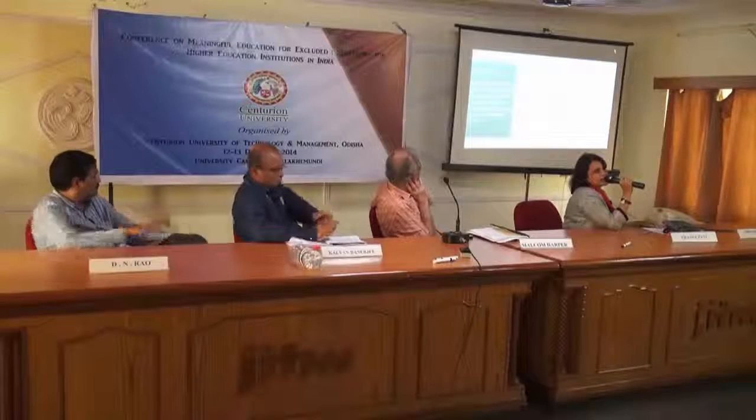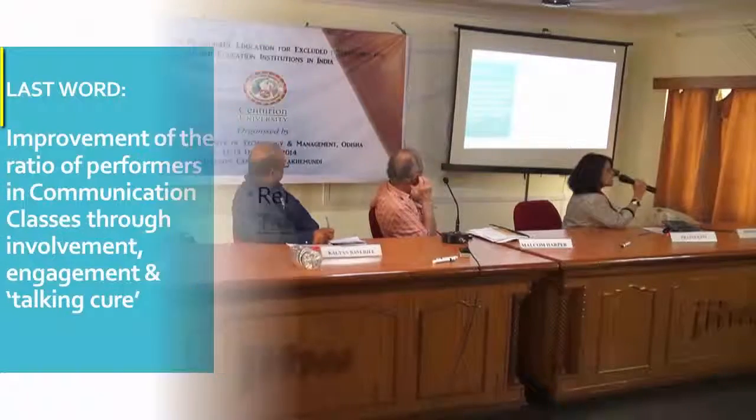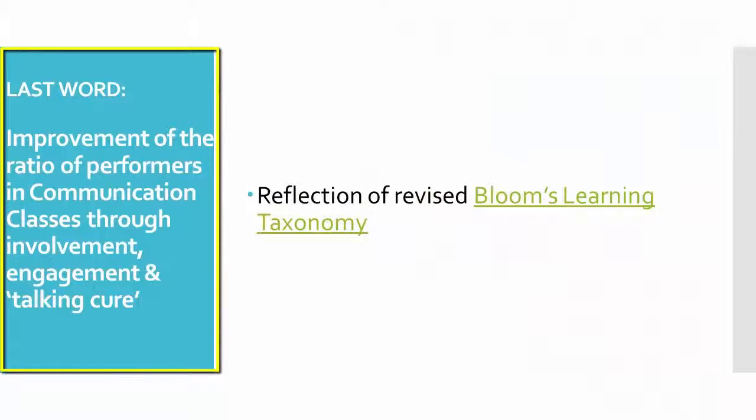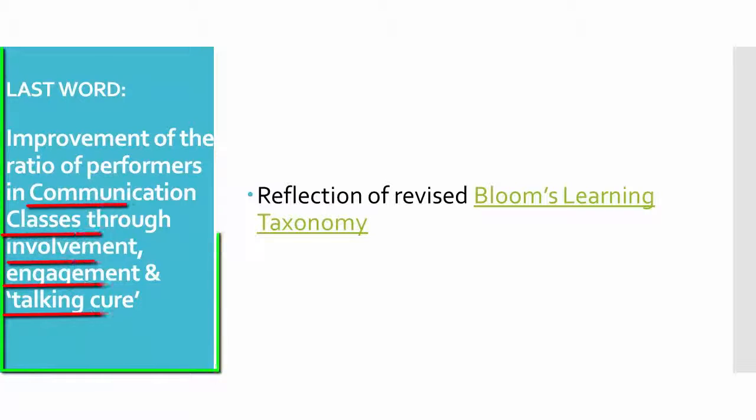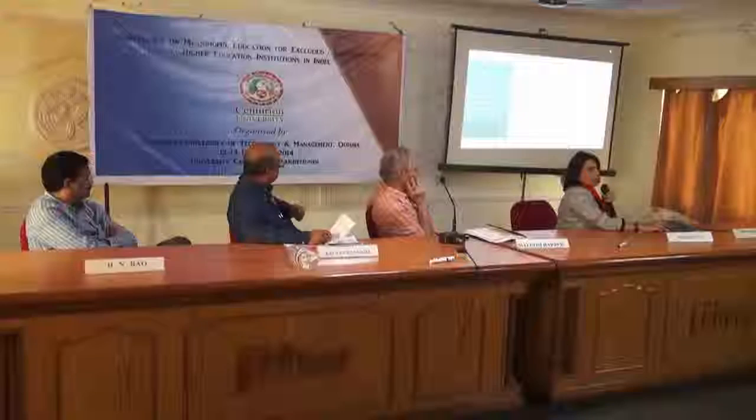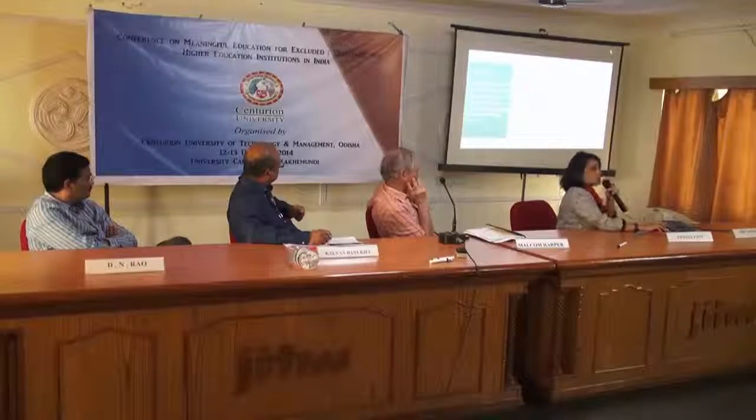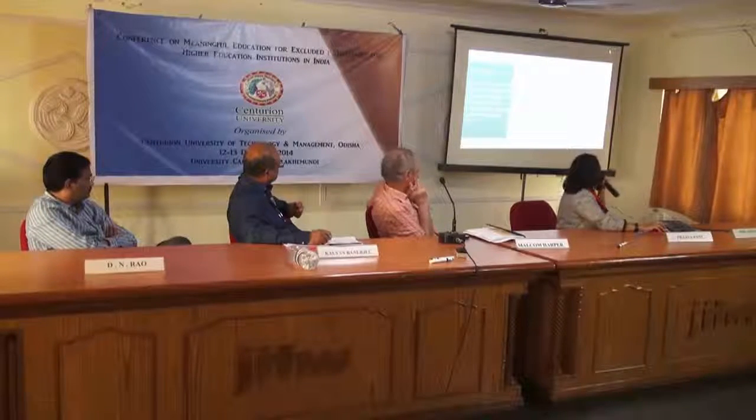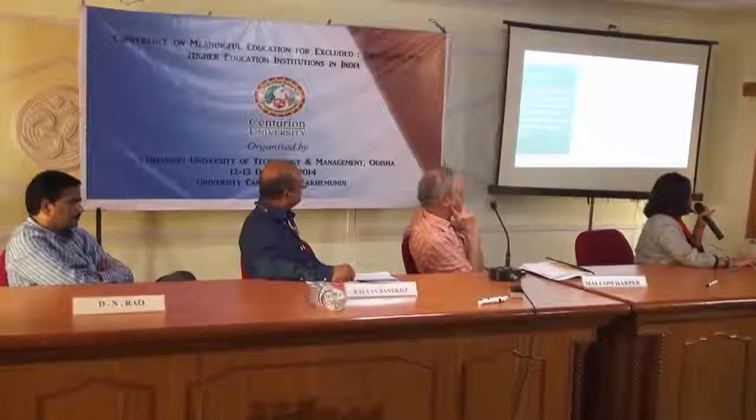Now, I expect a question which I have already mentioned. How can we improve the ratio of performers in English and communication classes? So the answer is only one: constant interaction through involvement, through engagement, or what we call the talking cure, is the solution to this problem. And another thing that I would like to say is we can make it more meaningful if we apply the revised Bloom's learning taxonomy, when we prepare the questions, when we ask the questions, when we probe.